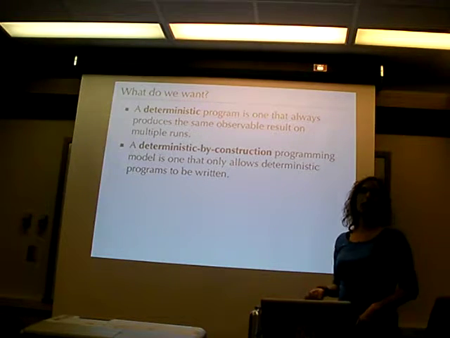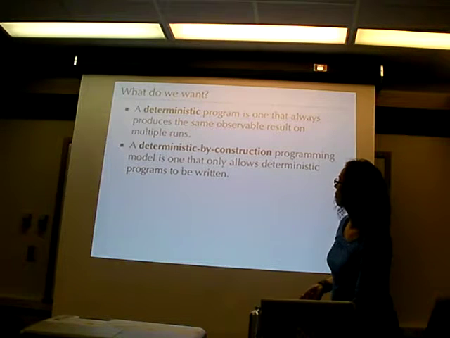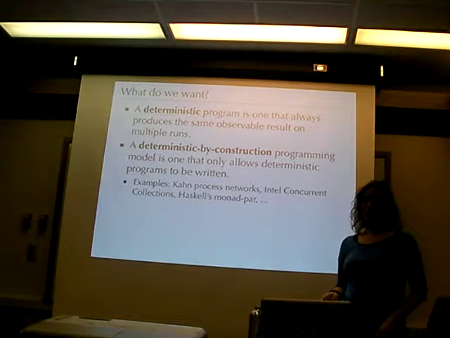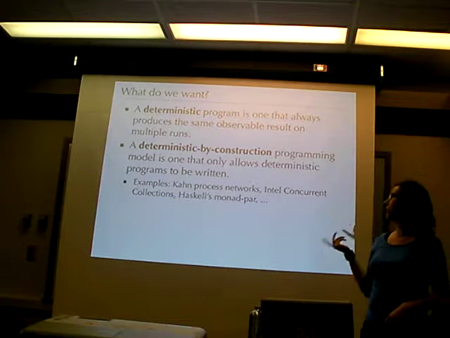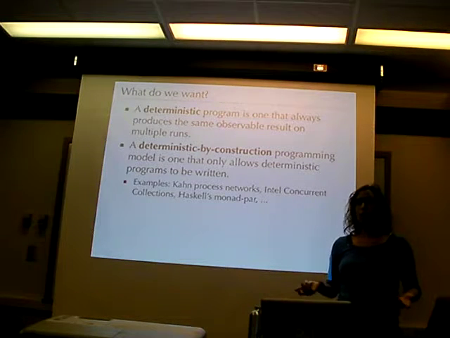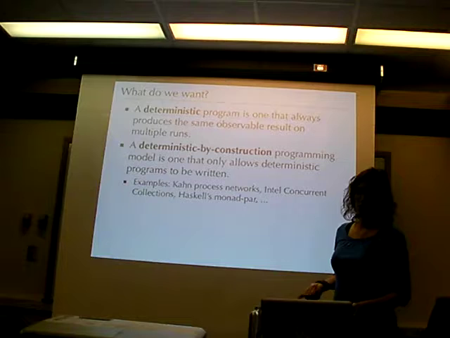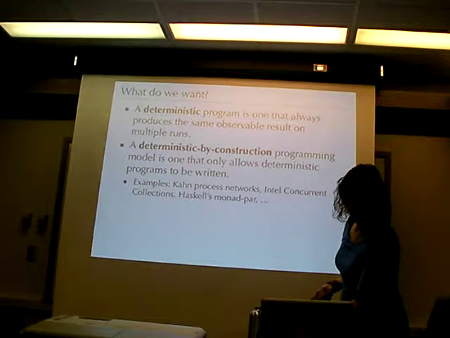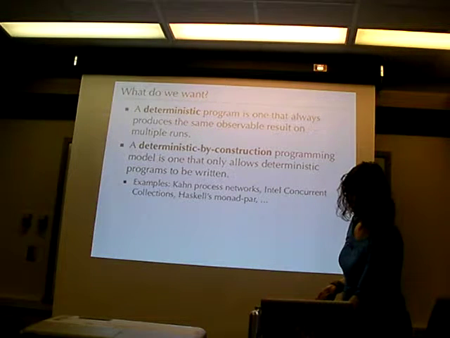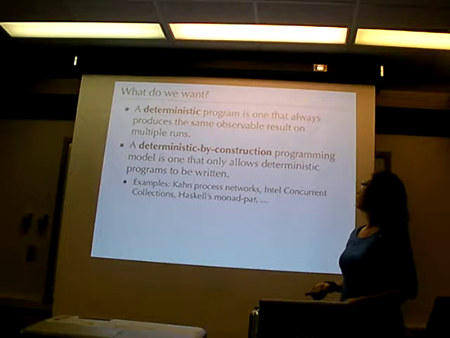A couple of examples of deterministic by construction models that we're going to revisit in a bit are Kahn process networks, the Intel Concurrent Collections system, and the monad-par Haskell library, which you're familiar with from various people here working on it. So does anyone have a problem with these definitions as stated?